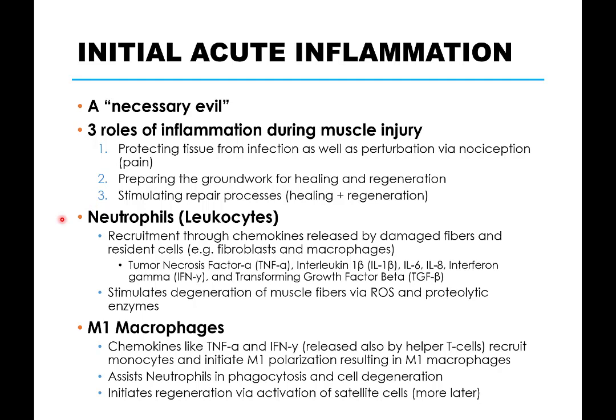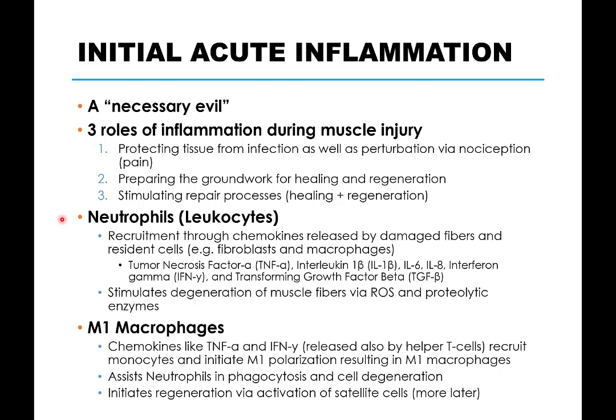Now, here we describe the roles of the inflammatory cells that are recruited during the acute inflammatory response. Again, we have the first responders called the neutrophils. As I mentioned, they are recruited actively through chemokines or chemoattractants. These chemokines, as listed here, are examples, and they are primarily released by the damaged muscle fibers as well as resident cells, such as fibroblasts and resident macrophages. These are non-muscle cells that reside in the muscle.